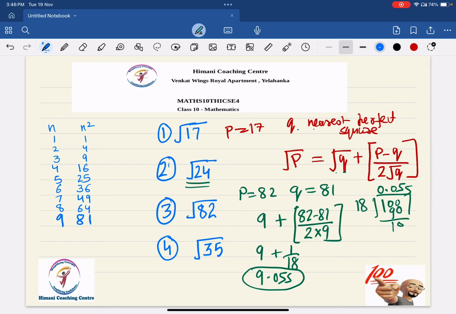Now, I would want you to apply the concept and find root of 35. Let me put one more question and let us look at 7's table, 49. So you can find root of 48 and you will know how to use the concept. So that's all for this session.